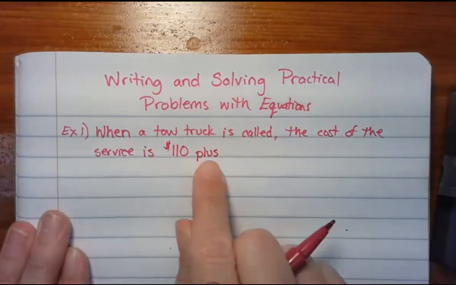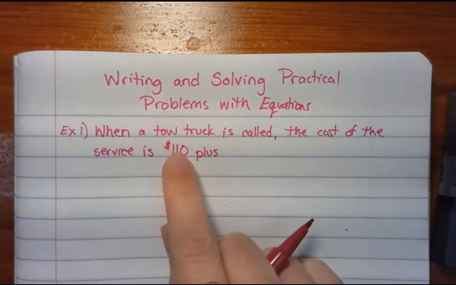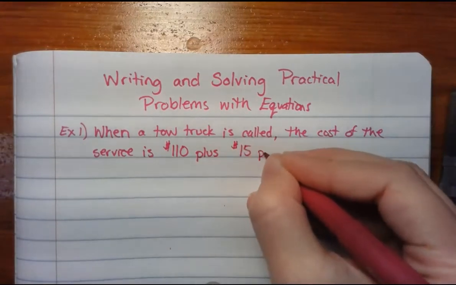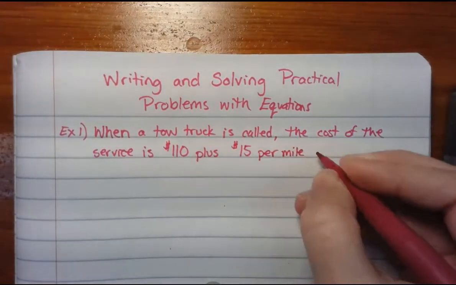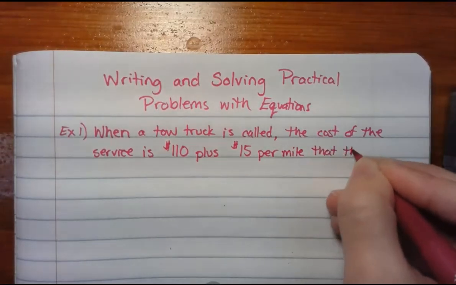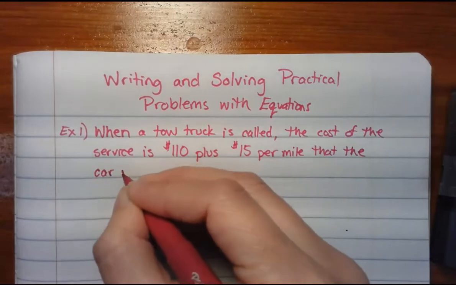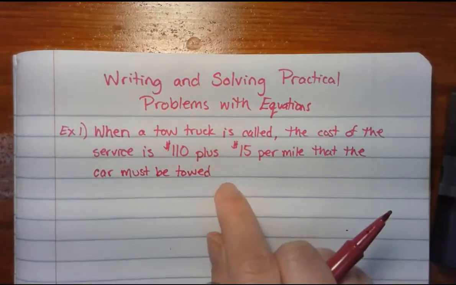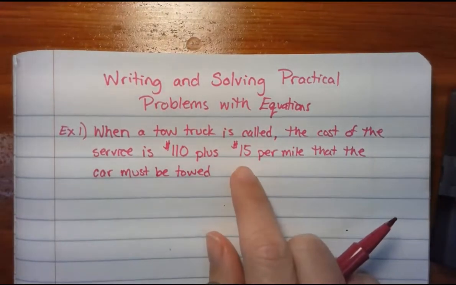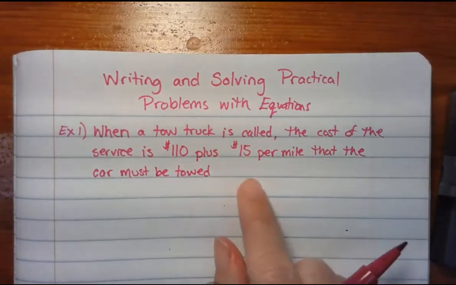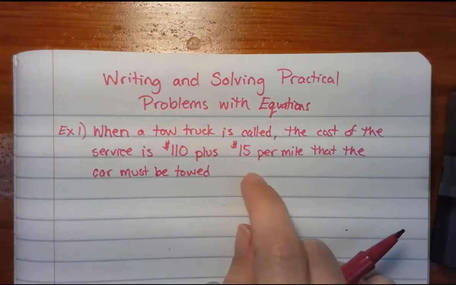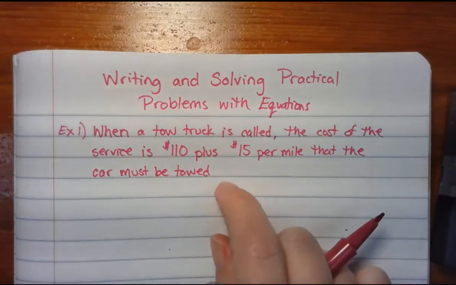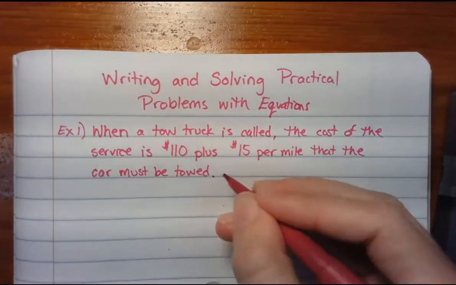plus, so first of all, when you call a tow truck, they charge you a fee. Like they say, we'll come get your car for $110, but then they add plus $15 per mile that the car must be towed. Because if they have to transport it very far, that's going to, of course, rack up more and more dollars. So $15 per mile that the car must be towed. That means if they tow it 1 mile, they're going to charge you an extra $15. If they have to tow it 2 miles, they're going to charge you an extra $30 on top of the $110.